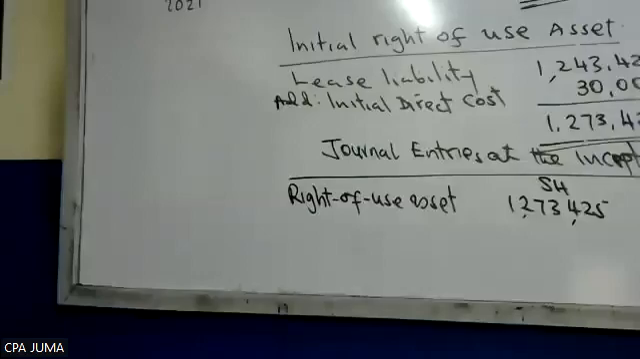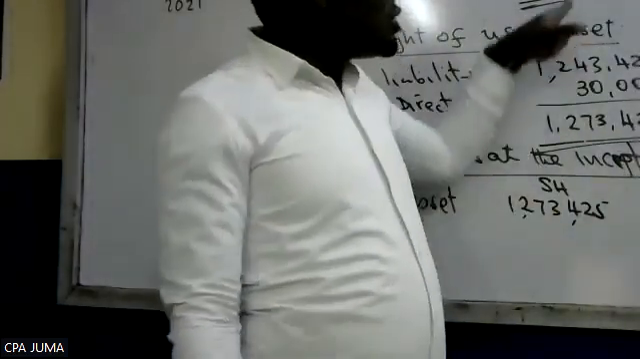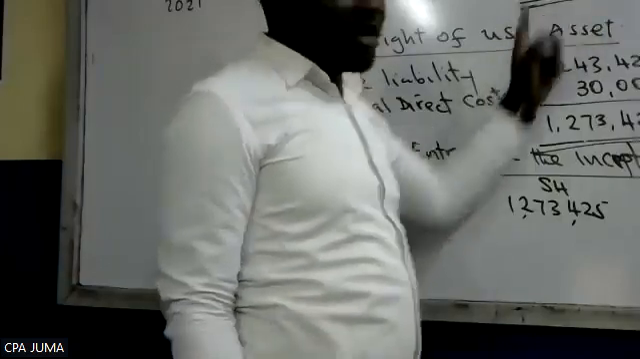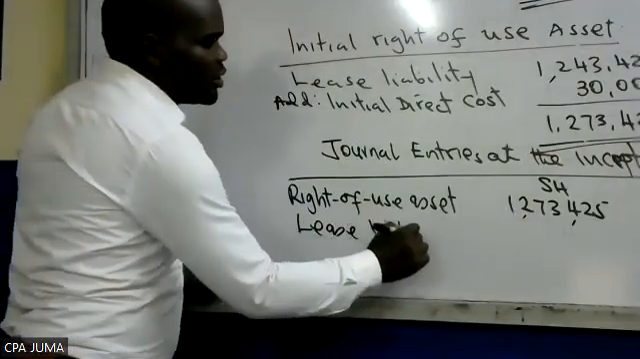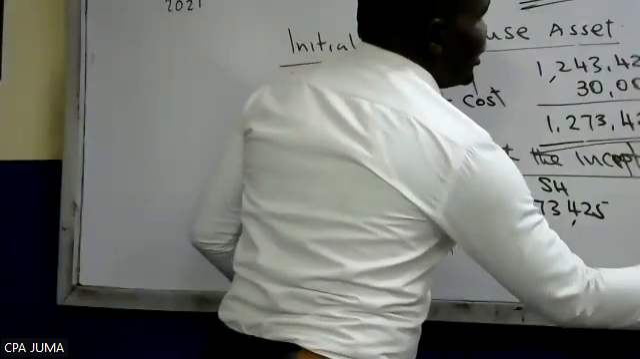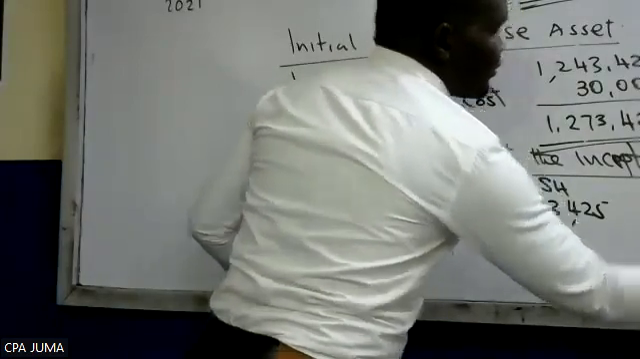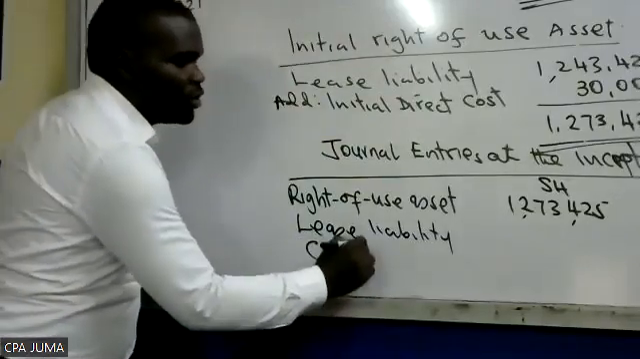All right. So we have debited the right of use, credit the lease liability. The amount you will pay, discounted, is 1240 something. So credit lease liability of 1243,425, because I've already paid from my cash book.